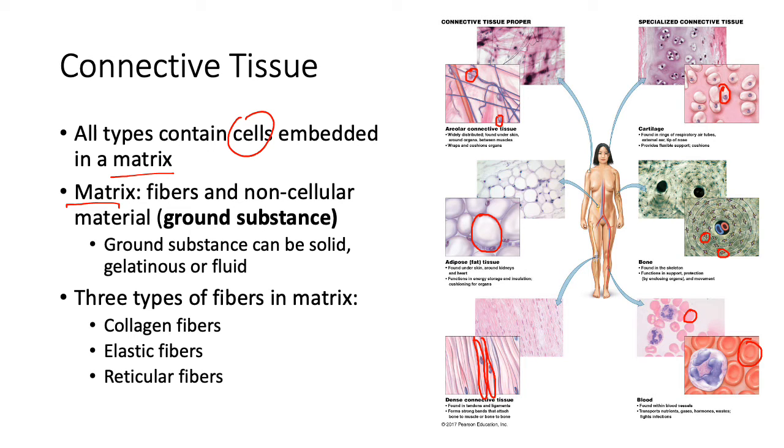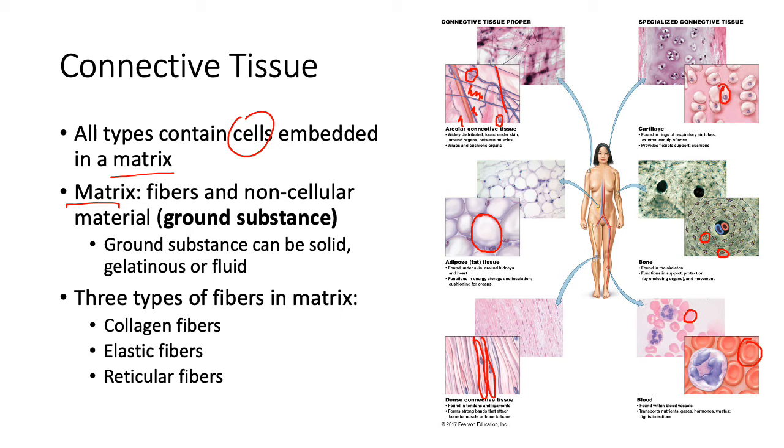The ground substance, the background that we see in these diagrams, can be either solid, gelatinous, or fluid. So for example, in areolar connective tissue, we have ground substance, the stuff that's shaded in pink. And it's fairly loose, so it's not gelatinous or solid, it's in between. And so it's this loose connection that we see fibers, which are purple, floating through.